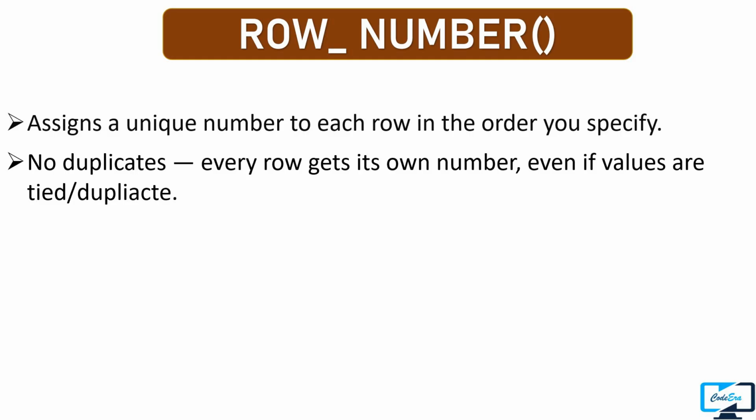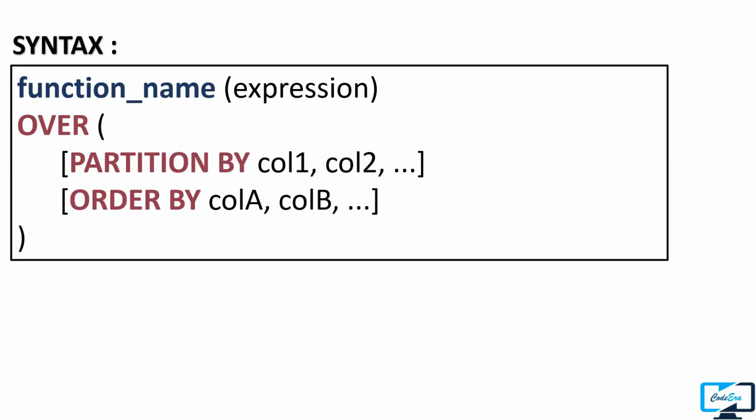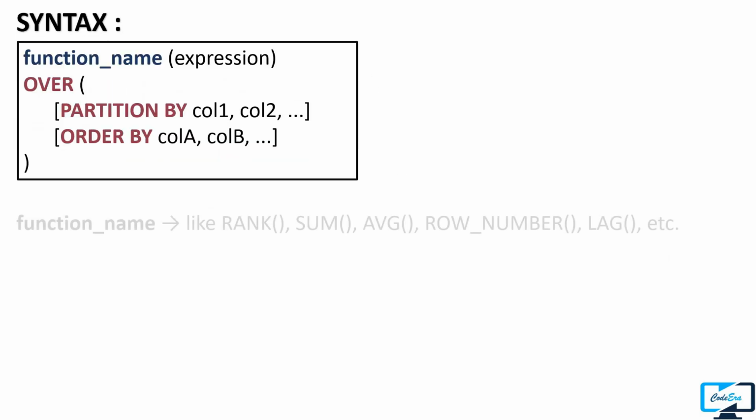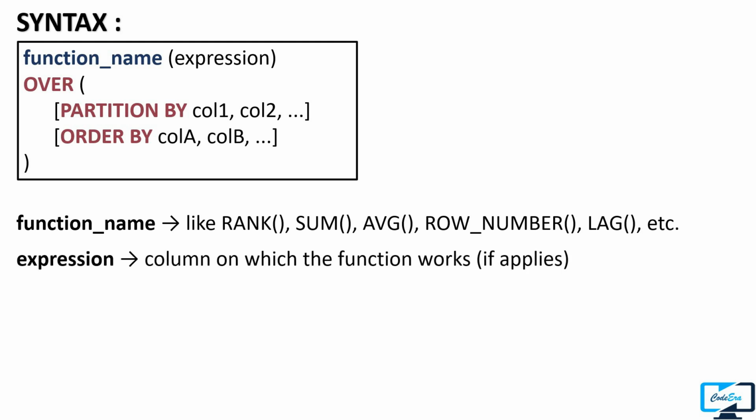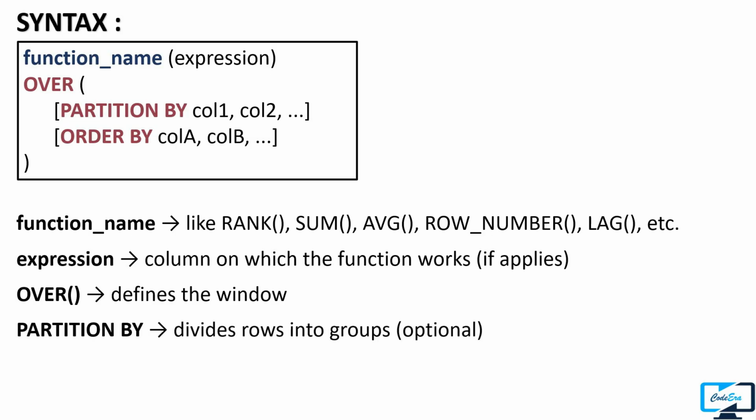Now let's see the syntax. To use any window function, this is the common syntax. First we have to write the function name like rank, sum, average, row number. The function will tell SQL what to calculate. And with the function, we can specify the column name on which the function will work. And then we will write the over clause to define a window, which will tell SQL on which rows to calculate. And inside the over clause, we have to describe our window.